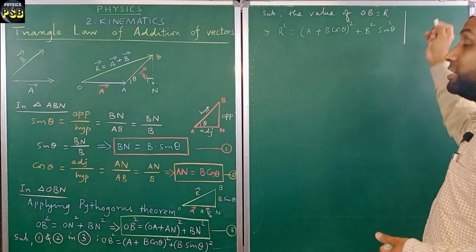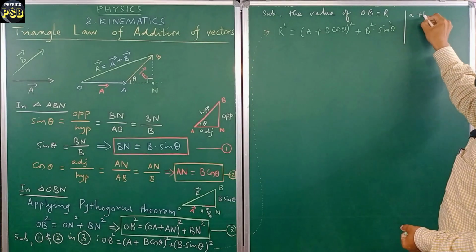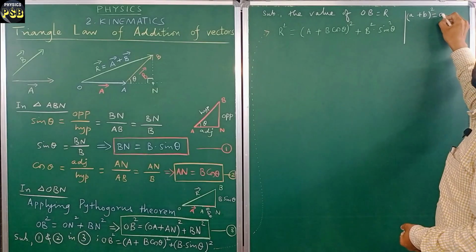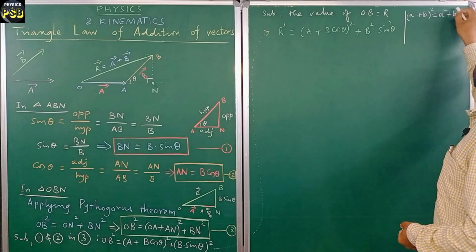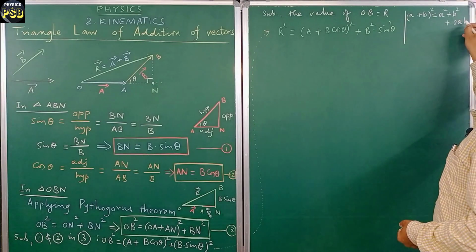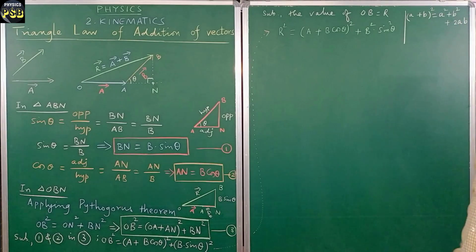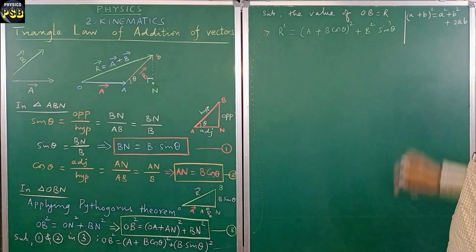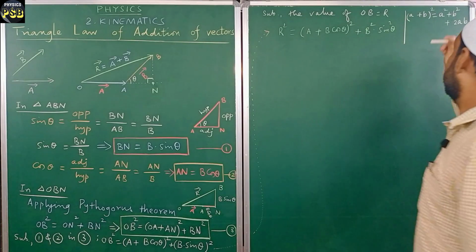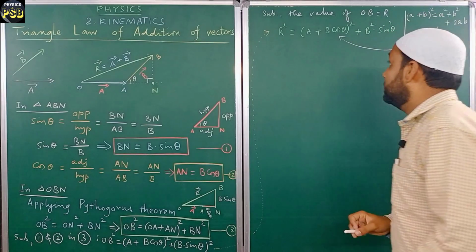Now we know this trigonometric identity: (A plus B) whole square is equal to A square plus B square plus 2AB. This is the trigonometric identity, and I am going to apply it here. Let's do it.